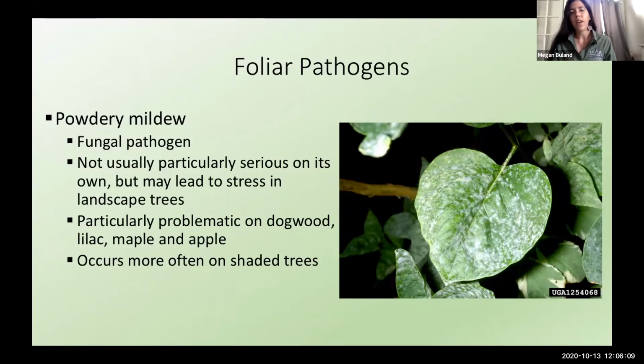And as we said, it's not usually a serious problem. As long as that tree isn't impacted by something like powdery mildew all year, year after year, it's probably not going to be much more than a cosmetic issue for a nice, healthy tree like this.